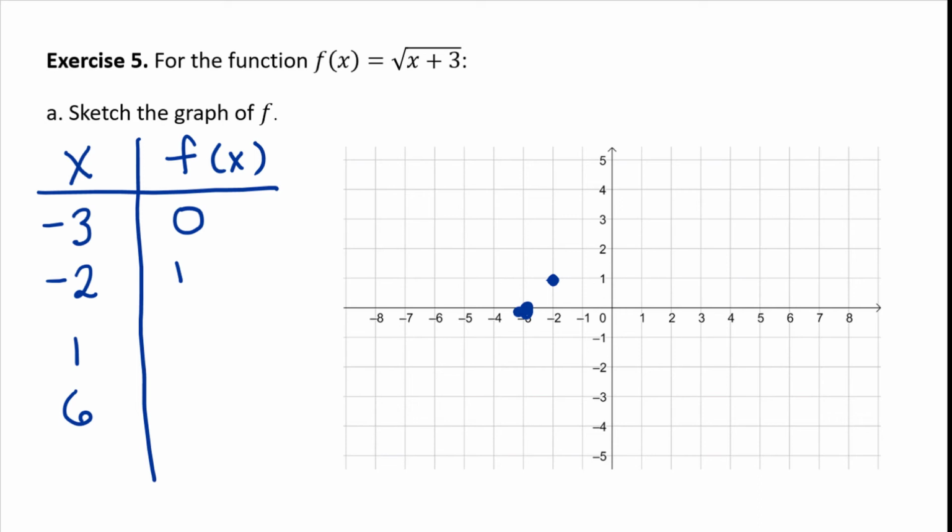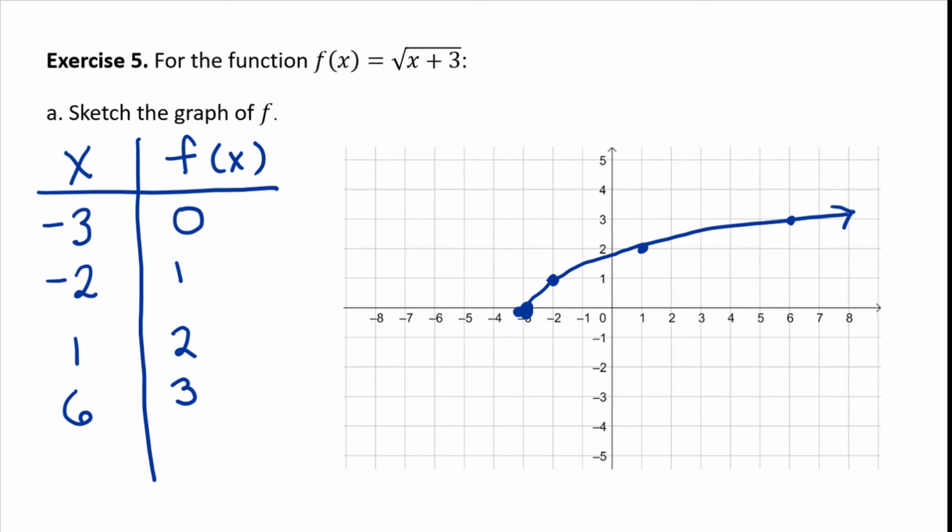Let's do x equals 1. 1 plus 3 is 4. The square root of 4 is 2. Getting why I picked those values? So now we have 1, 2. And then let's pick 6. 6 plus 3 is 9. And the square root of 9 is a very nice number, 3. So we'll plot the ordered pair 6, 3. Connect the dots. And we get the graph of the square root function shifted left 3 units. By the way, you could have also just graphed it that way.